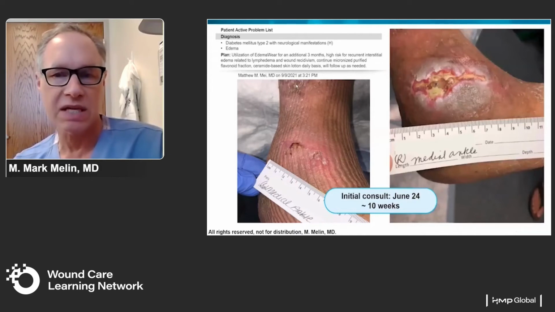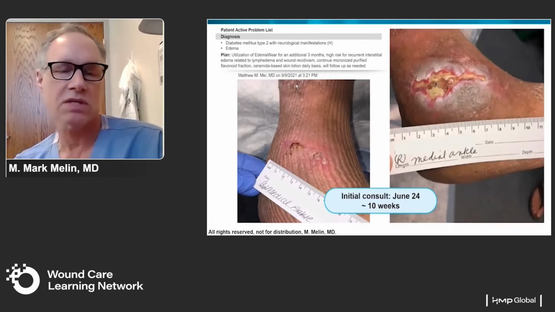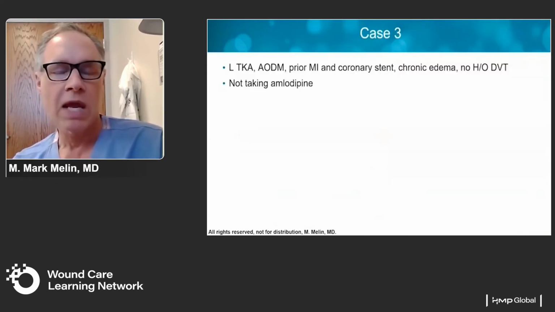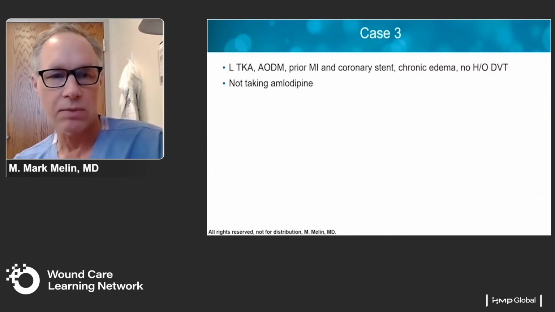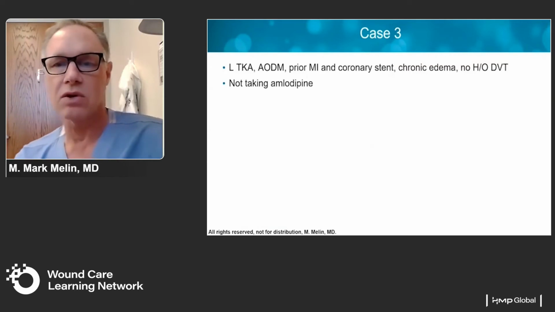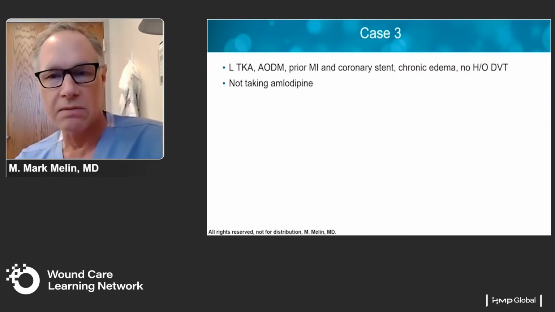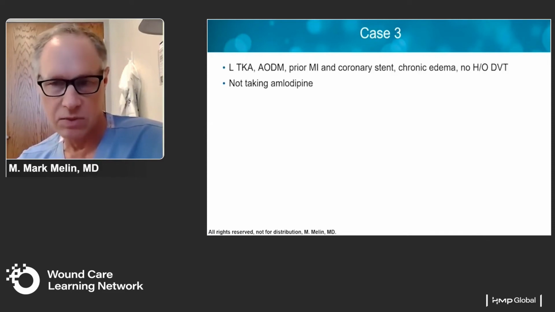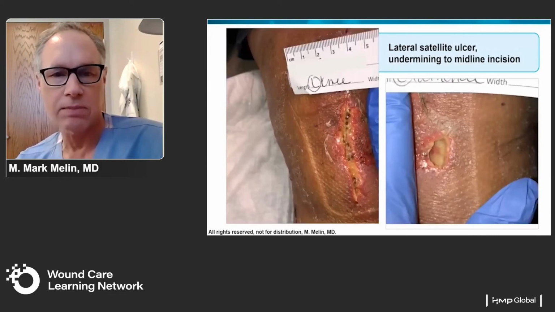So just a comparison again, consult to closure at about 10 weeks. And obviously in this very complex patient, increased risk of lower extremity amputation, even with normal arterial flow. And the last case is a left total knee arthroplasty, adult onset diabetes, previous known coronary disease, and has undergone a coronary stent, chronic edema, which we again would recognize as chronic lymphedema, which is prevalent in almost every patient we see in our wound clinic, no history of deep venous thromboses, and not on amlodipine Norvasc.